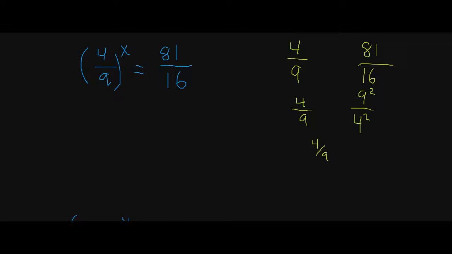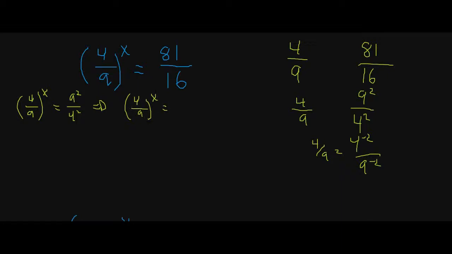So we're going to get 4 over 9 is equal to 4 raised to the negative 2 divided by 9 raised to the negative 2. So you can see now I have pretty close to at least these numbers being a 4 on top, a 4 on top, a 9 on the bottom, a 9 on the bottom. But I still need to get a common base. So over here, I'm going to go ahead and get started writing this out. We have 4 over 9 to the x. We wrote this as 9 squared over 4 squared. All right. And then we're going to rewrite this as 4 over 9 to the x is equal to 4 to the negative 2 divided by 9 to the negative 2.